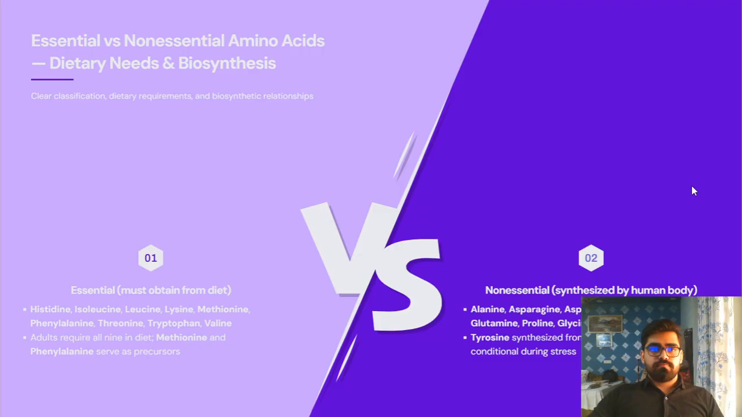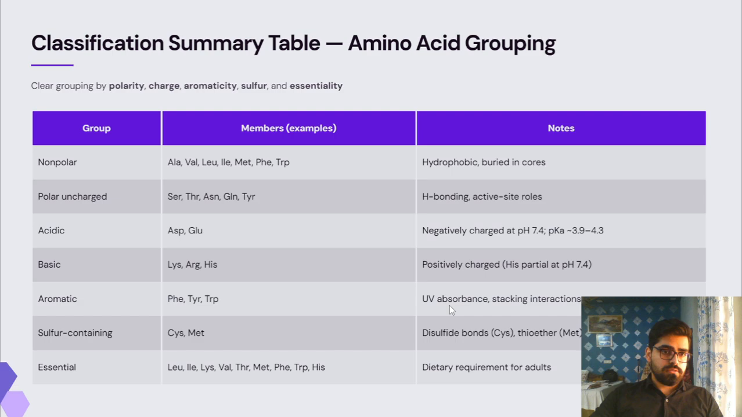Aromatic: UV absorbance, stacking interactions. UV absorbance is best at 280 nanometers, which is quite good. Sulfur containing ones form disulfide bonds. Again, essential amino acids are dietary requirements for adults. These are some of the mentioned essential amino acids that the body needs to consume.